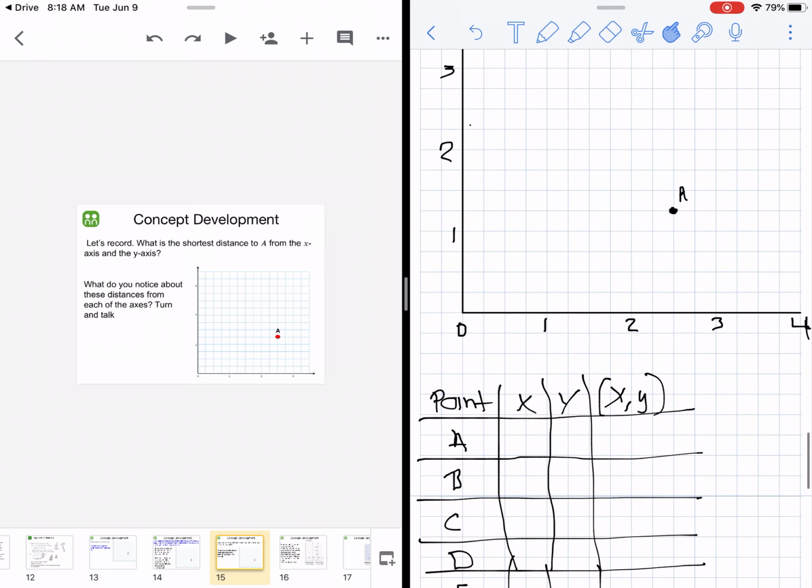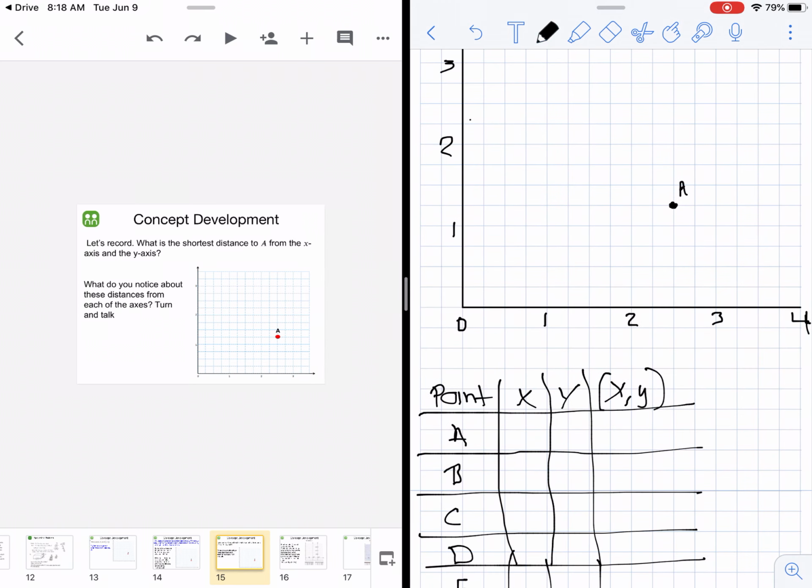Okay, so let's do point A. We have to fill that in the table. Our X is 2.5, and our Y is 1 1/4. So our coordinate pair is 2 1/2, comma 1 1/4. All right, let's plot B on the board.